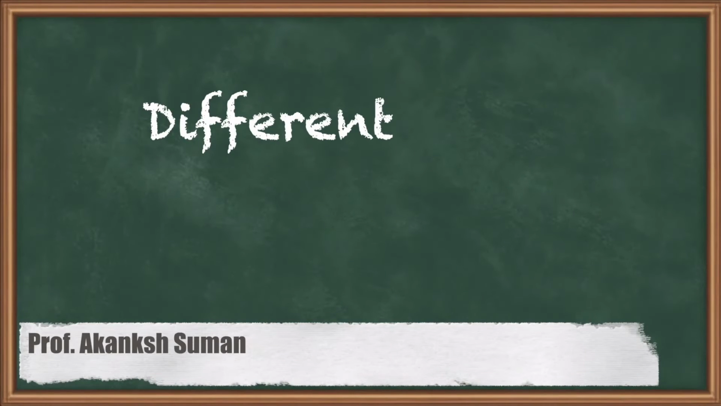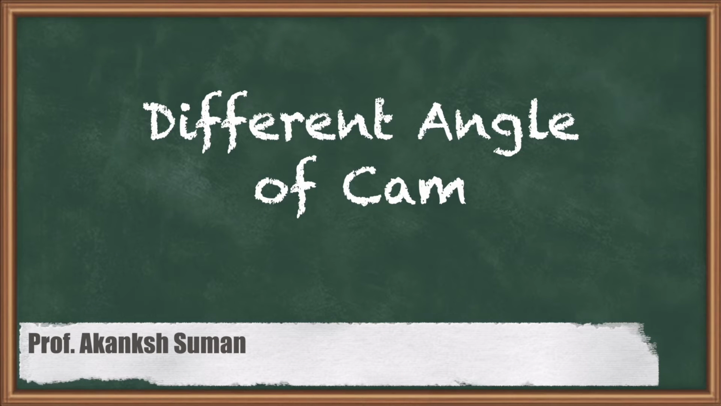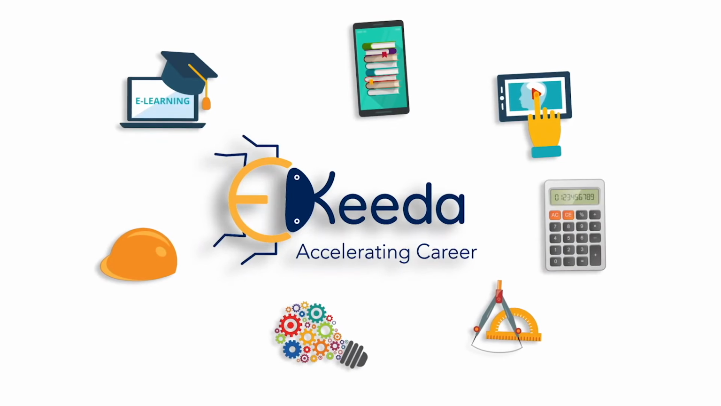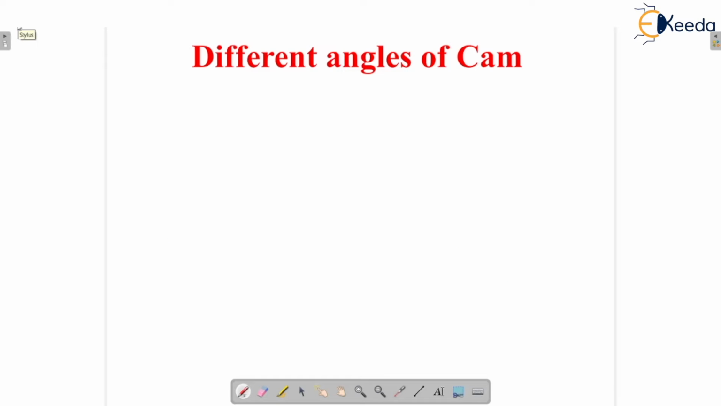Hello everyone, now we are going to discuss the next topic, that is different angles of the cam. What is the meaning of different angles of the cam? We have seen that the follower has a reciprocating motion and the cam has a rotating motion. So as the follower rises or returns to its initial position, there will be angles made by the cam. So we have classified the different angles of the cam.